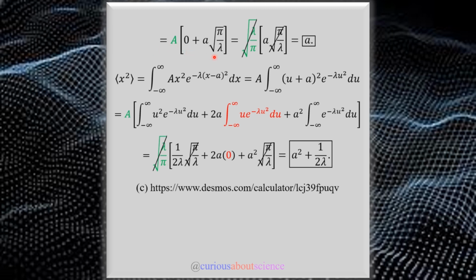And then we see we just did that integral in part A, except now we have little a attached to it. So what can we do? We can plug in the normalization constant for a, seen in green, which we know is square root of lambda over pi, and that cancels with the pi over lambda, and we're just left with the expectation of x is equal to a. And that kind of makes sense.